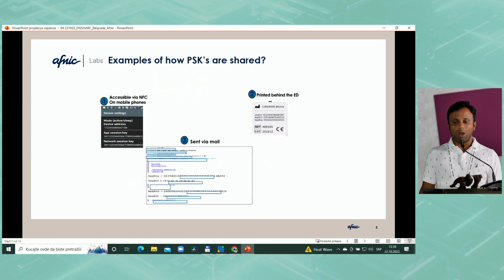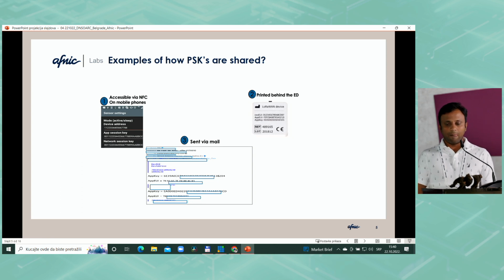So currently, how is it shared? Sometimes the keys are printed behind the device. They are sent via mail, or sometimes you can use NFC to read the pre-shared keys. So it is not really secure, as you can see. There are some proposals and applications with secure elements, but this technology we are talking about is for about €1 in a year. If we add more complications, the cost of the technology increases and its real use case is not there.